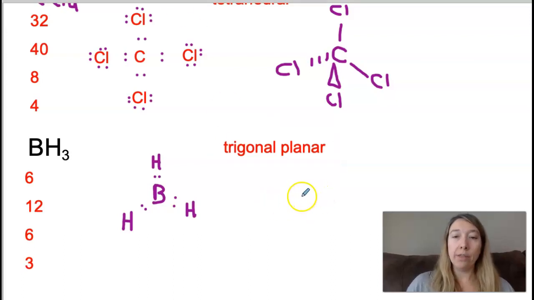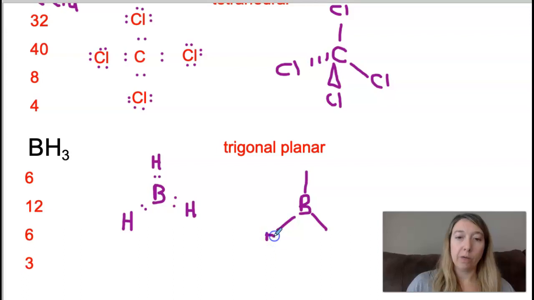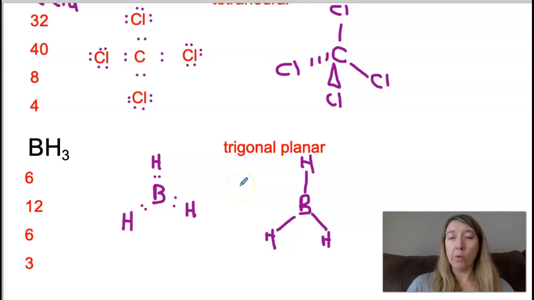So when I go to draw this, we're going to have our B. It's planar, so everything is within the same plane. Remember, it's trigonal. So there was the one coming straight up, one down here, one over here. And then obviously we got to put our actual H's in. Sorry, that's not a very good H. But let's just pretend it's a nice looking H. Okay, so that's my BH3. And then you just kind of keep going, right?